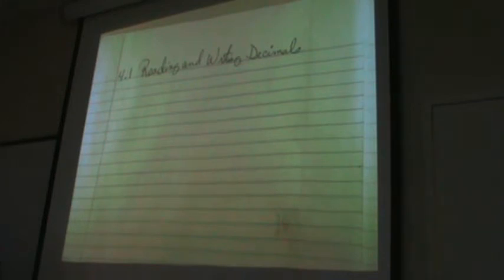4.1 is reading and writing decimals. Okay, first of all, you need to know the place value. So here's a place value chart. You've already been given the place value chart for ones, tens, hundreds, thousands, from the decimal going to the left. Okay, on the right, it's going to be in the same order, except there is no ones place.